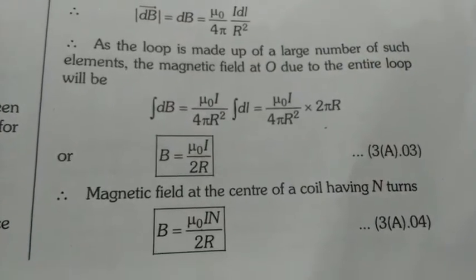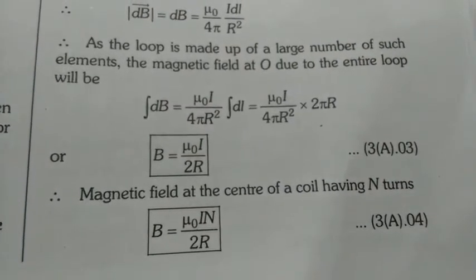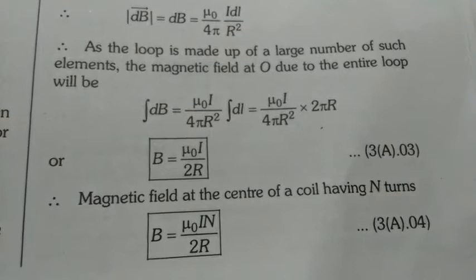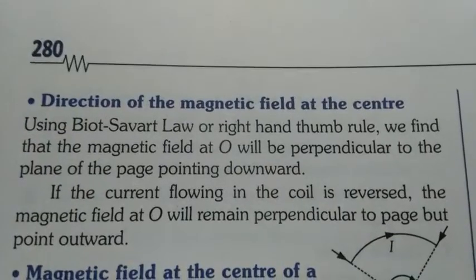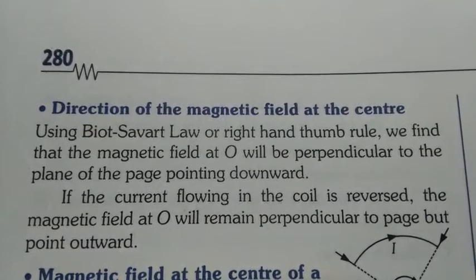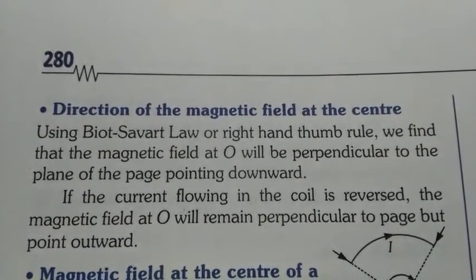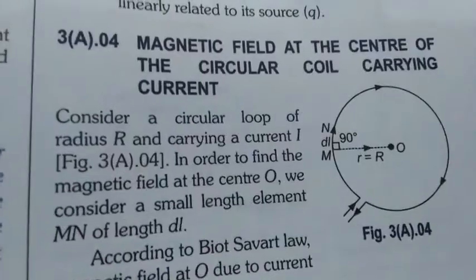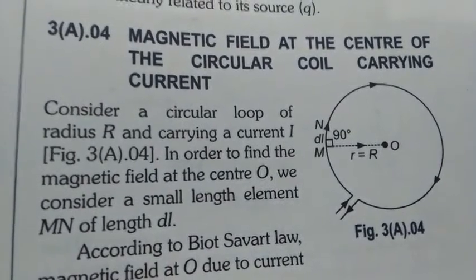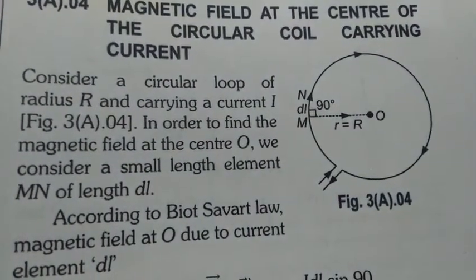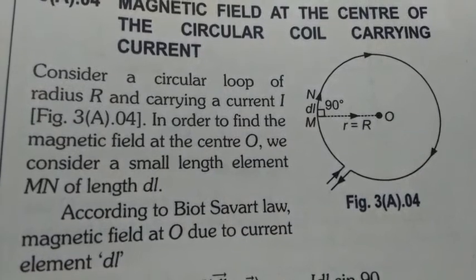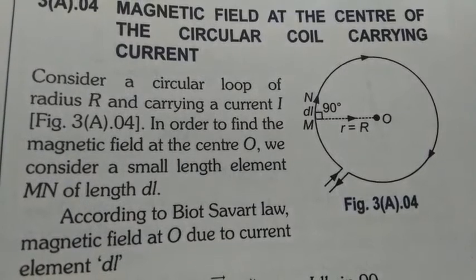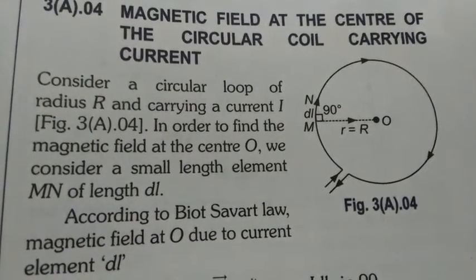Here in this equation, we have only talked about the magnitude of the magnetic field. If we have to find out the direction of the field, then what we will do? The direction can be obtained by using right hand thumb rule or Biot-Savart law. Okay? Here, because the direction of current we have taken as clockwise direction, the direction of magnetic field will be perpendicular to the plane of the paper and it will be in downward direction.